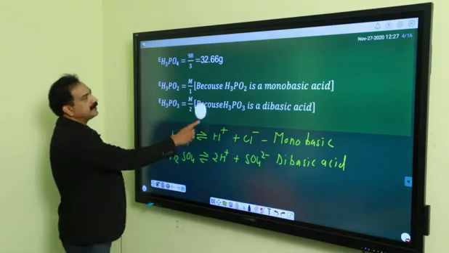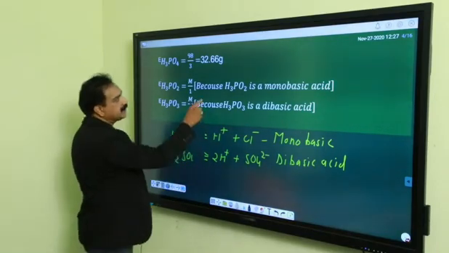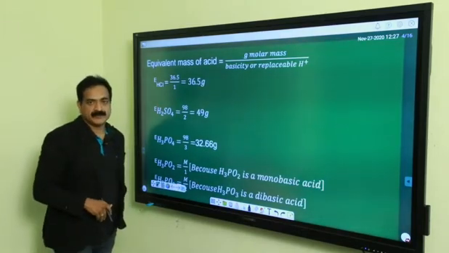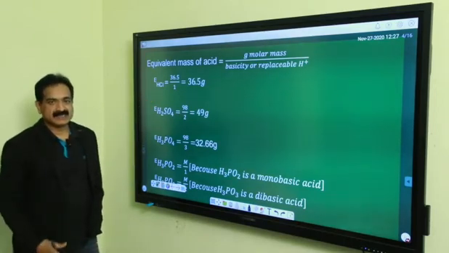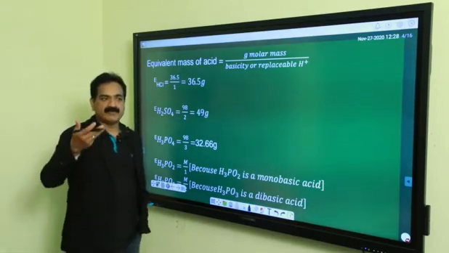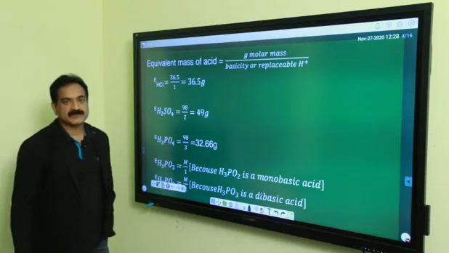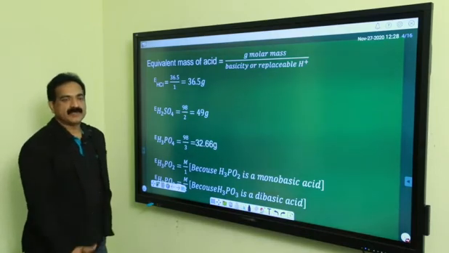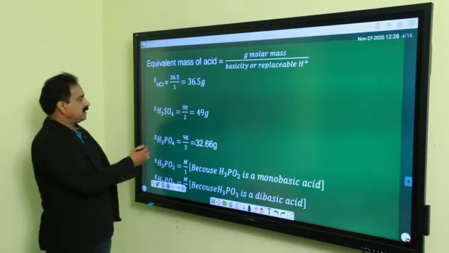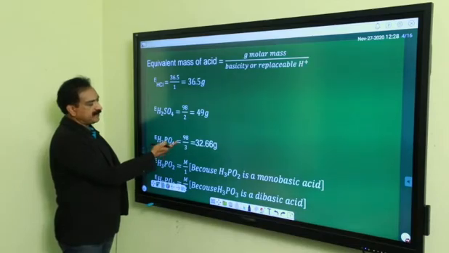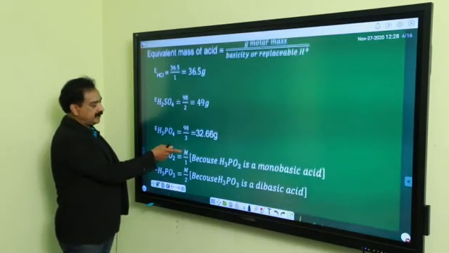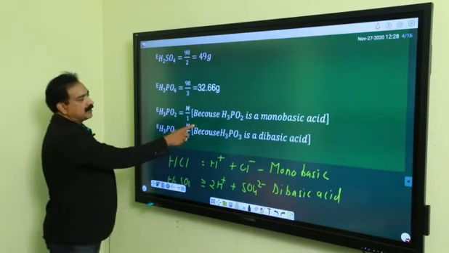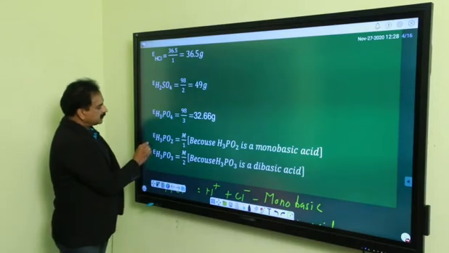So for an acid, the equivalent mass is given by the molar mass divided by the replaceable H positive. Like for HCl, it is the molar mass, 36.5, divided by 1, the replaceable H positive. For H2SO4, it is 98 divided by 2, the molar mass divided by the total replaceable H positive. For H3PO4, it is 98 divided by 3. Alright. Now look at H3PO2. If you look at H3PO2, there are 3 hydrogen.